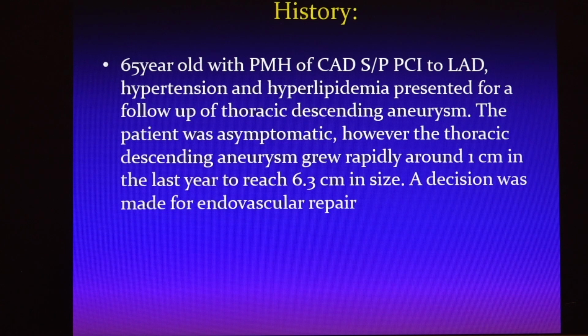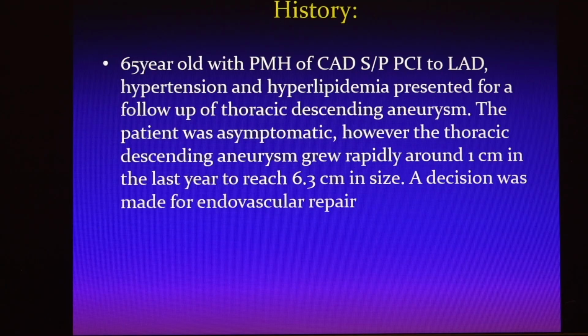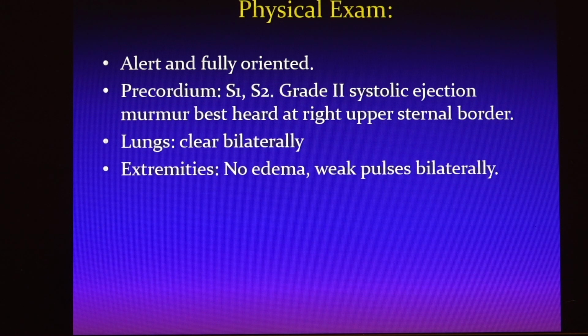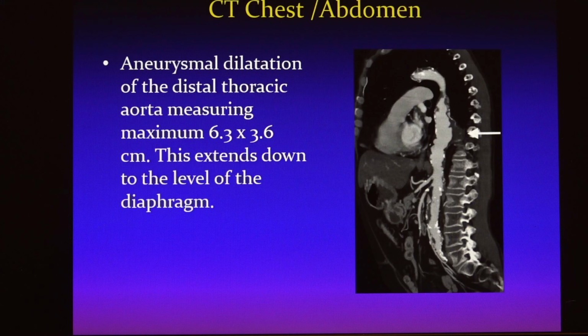We have this gentleman, 65 years old, with past medical history of coronary artery disease. He had PCI to the LAD in the past, where he was found to have this thoracic descending aneurysm, which we were following for years. He comes to us for follow-up in 6 months, and his aneurysm goes from 4.8 to 6.3 within 6 months. We felt this is growing really fast, so we decided we have to fix that. On physical exam, except for the aneurysm, nothing major except for a grade 2 systolic ejection murmur. He had mild to moderate AS at the same time, so that was from that.